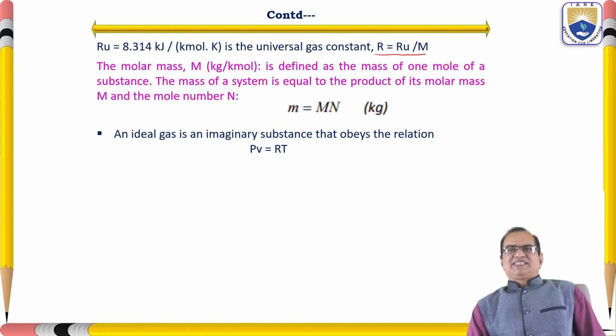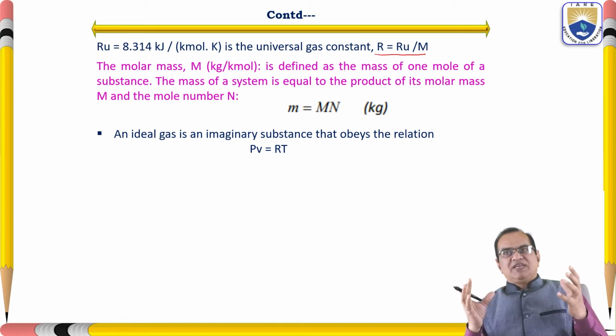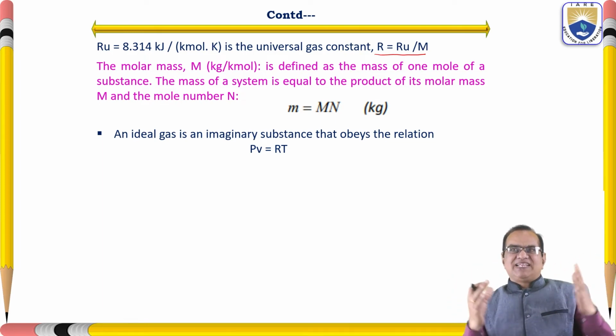An ideal gas is an imaginary substance that obeys the relation PV is equal to RT. So for any ideal gas, which is normally not found in the real scenario, we take some assumptions and do some calculation keeping in mind that it is an ideal gas. So in that case it will follow that PV is equal to RT.